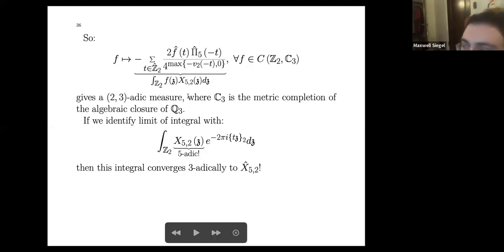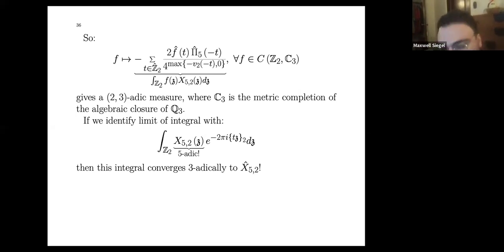So this means that if we use our Parseval-Plancherel formula, we can realize x_{5,2} as a 2-3-adic measure. Furthermore, if we identify the limit of the integral here with the Fourier integral of x_{5,2}, we then have that this integral converges 3-adically to x_{5,2} hat, despite being 5-adically valued. Thus, we have 3-adically integrated a 5-adic valued function. Note, this is like only the second weirdest thing we'll be seeing today.